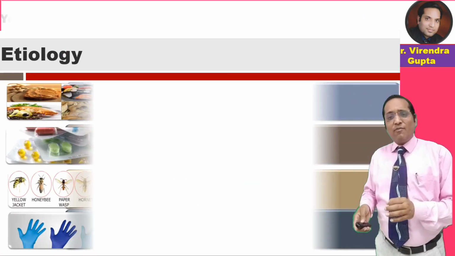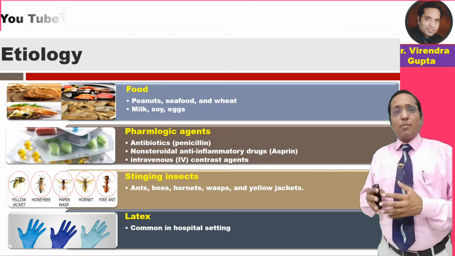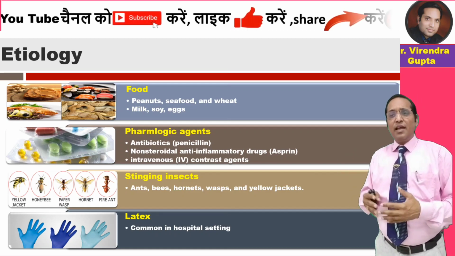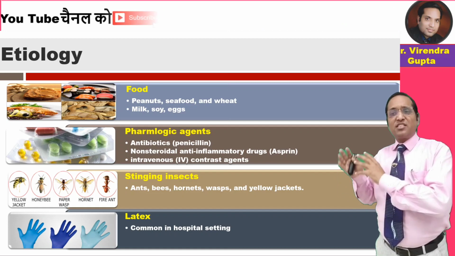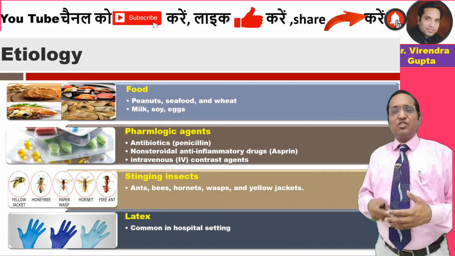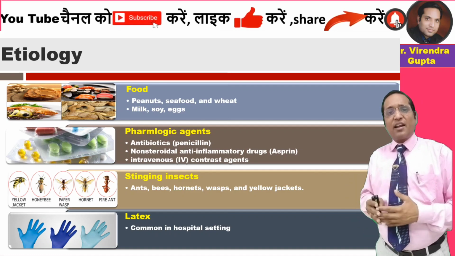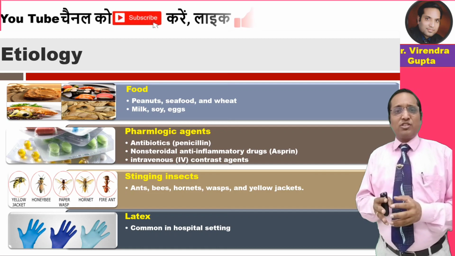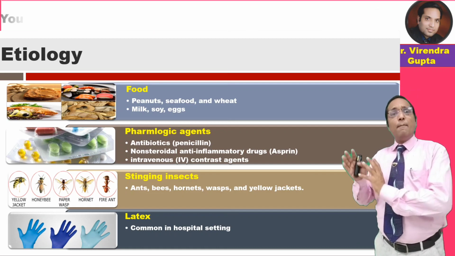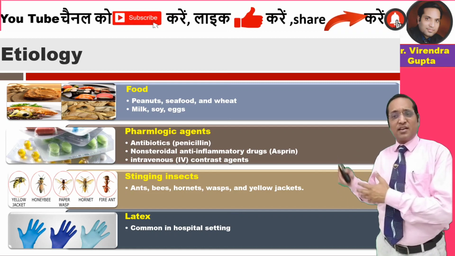So guys, one by one, if we discuss food allergens, peanut is the most common cause of food allergy, and others are shellfish, seafood and wheat allergy, and also cow milk allergy, soy allergy and egg allergy. Among pharmacological agents or drugs, antibiotics are the most common cause of the anaphylaxis reaction, such as penicillin or third generation cephalosporin or other drugs.